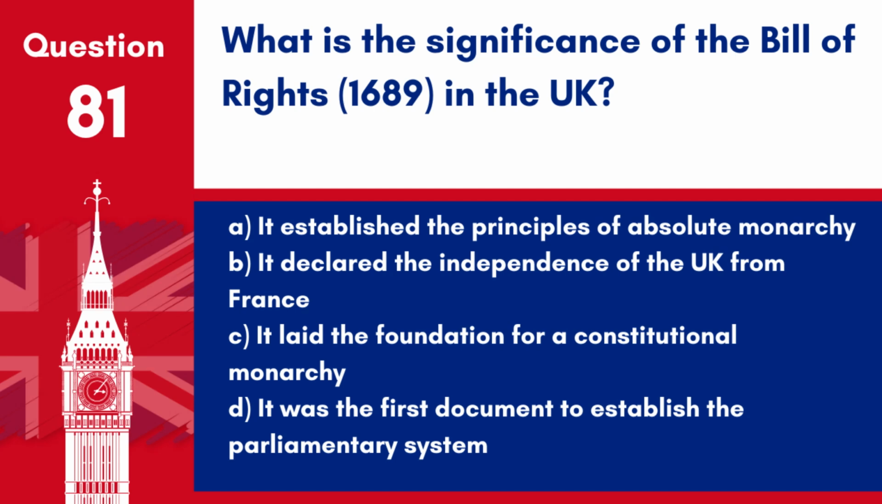Question 81. What is the significance of the Bill of Rights, 1689, in the UK? A. It established the principles of absolute monarchy. B. It declared the independence of the UK from France. C. It laid the foundation for a constitutional monarchy. D. It was the first document to establish the parliamentary system. Answer: C. It laid the foundation for a constitutional monarchy. The Bill of Rights, 1689, is significant for establishing the rights of Parliament and limits on the monarch's powers, laying the foundation for the UK's constitutional monarchy.